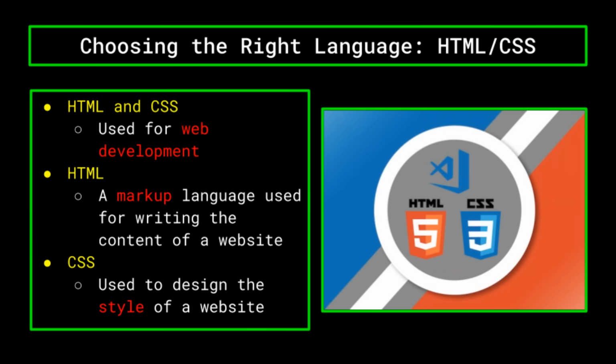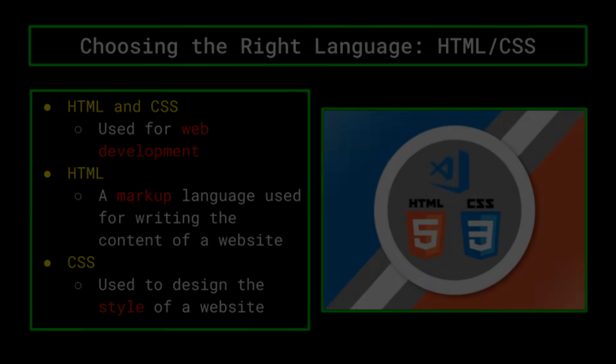Now, if you are trying to design a website, using HTML and CSS is probably your best bet. HTML is a markup language that is designed for writing the content of a website, while CSS is great for designing the style of the website. You interact with HTML every day, and you can even see it right now if you right-click and hit Inspect Element. This will truly show you how complex HTML and CSS can be.